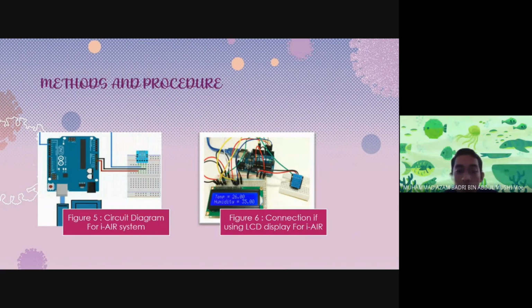connected to the board. The first pin is connected to the VCC of the controller. The second pin of the DHT11 is connected to digital pin 2. The last pin is directly connected to the ground of the Arduino board. The third pin is not connected. So you can see figure 5 and figure 6 for example.